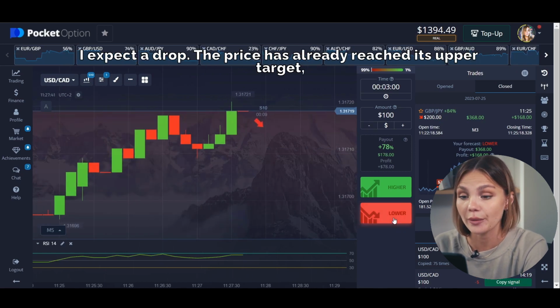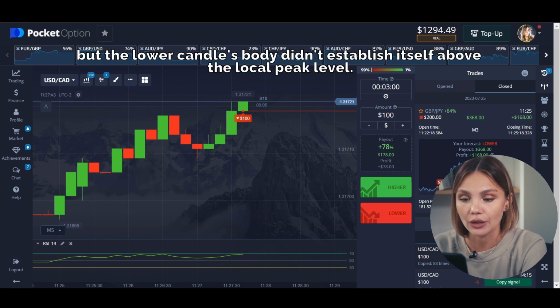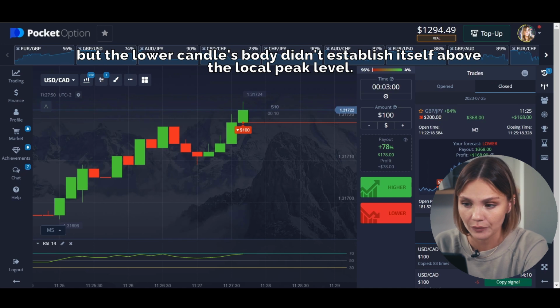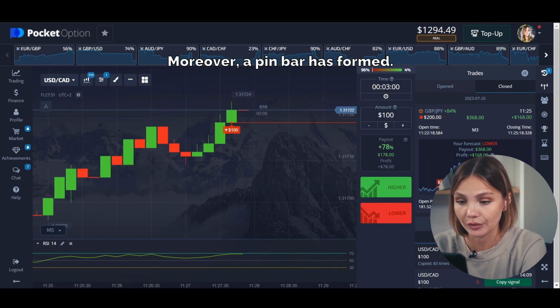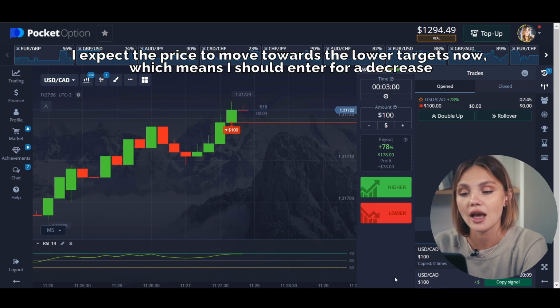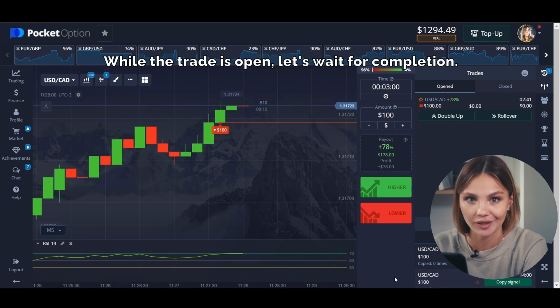I expect a drop. The price has already reached its upper target, but the lower candle's body didn't establish itself above the local peak level. Moreover, a pin bar has formed. I expect the price to move towards the lower targets now, which means I should enter for a decrease. While the trade is open, let's wait for completion.